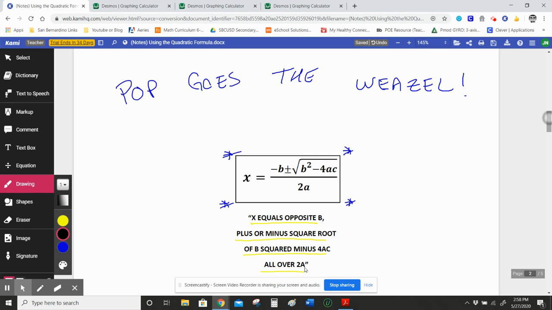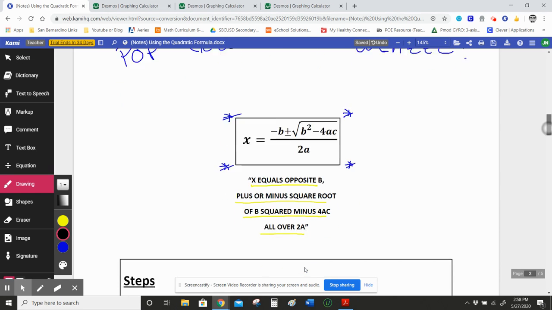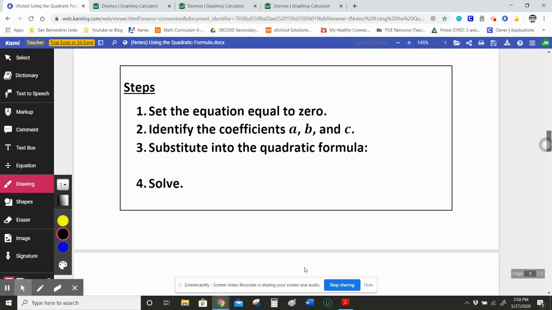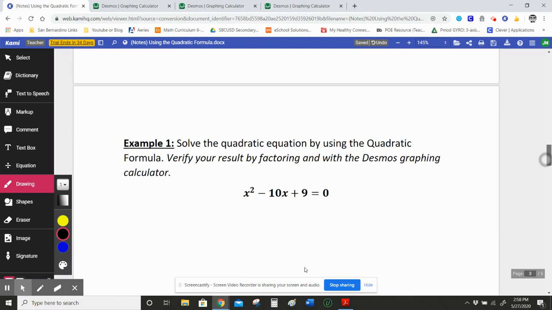Okay, now that you know the formula and you practiced it 30 times, sure you did, these are the only steps. Step 1, set the equation equal to 0, which you've done before. Step 2, identify coefficients a, b, and c because we need those for the formula. And then step 3, plug it in and simplify. That's all we're going to do.